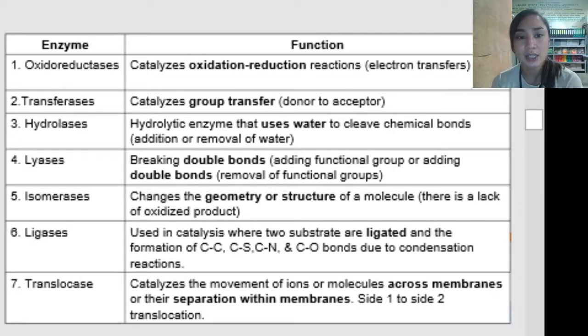And then we have ligases wherein there is a ligation and the formation of maybe a carbon-carbon or a carbon-sulfur, carbon-nitrogen or carbon-oxygen bonds dahil sa condensation reactions. And then of course, our last type of enzyme is a translocase. So from the word translocate, no, translocation, which means there may be a movement of ions or molecules across membranes or their separation within membranes. So, maybe there is a side 1 to side 2 translocation. So, yun yung purpose ng enzyme natin na translocase.